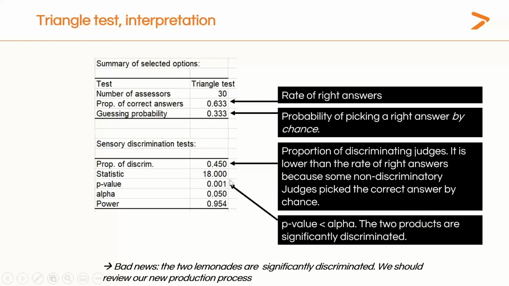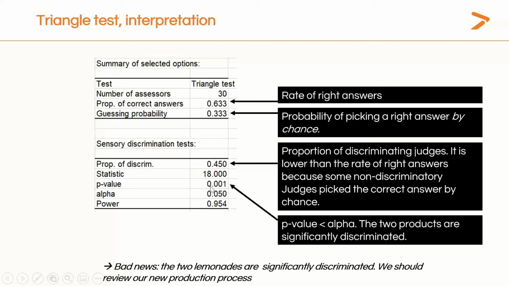We need to check the p-value and the alpha threshold. Here we see that the p-value is lower than alpha. Consequently, the two products are significantly discriminated. For those of you who are not familiar with how to interpret a p-value, here's the easy version of the definition of the p-value, but which is not the really right version of its definition.